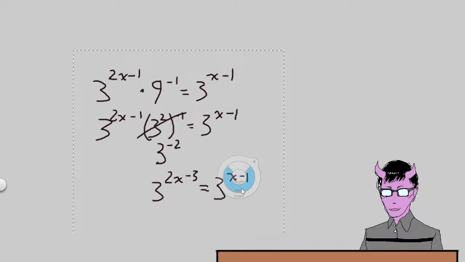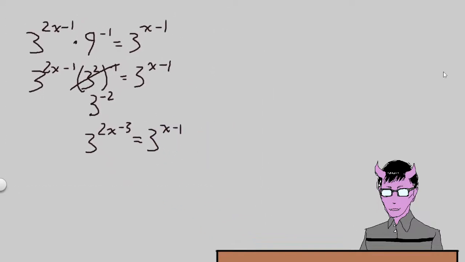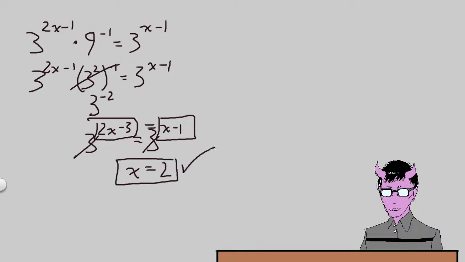Very familiar, right? Same bases, all you need to do is drop the base. So exponent is equivalent to exponent. You probably don't need to write the steps, so let me try to be as efficient as possible. So the top exponents must be the same thing. 2x minus 3 equals x minus 1. So subtract x from both sides, add 3 to both sides. So x is equal to positive 2, and then we are good to go.